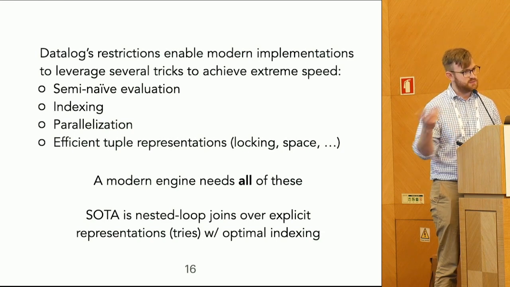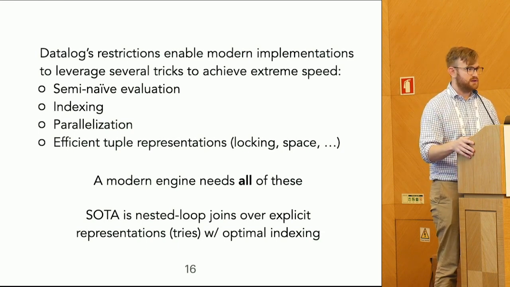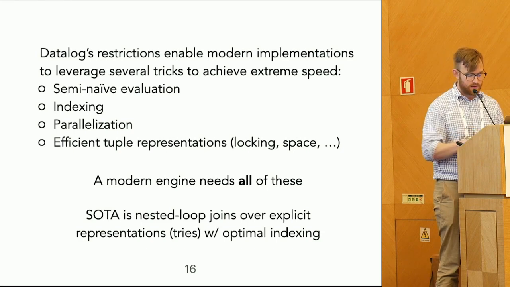Previously, we tried to use BDDs back in the 90s and early 2000s. They had variable ordering issues. Then we've found that more recently, these explicit representations with good optimal indexing work very well.